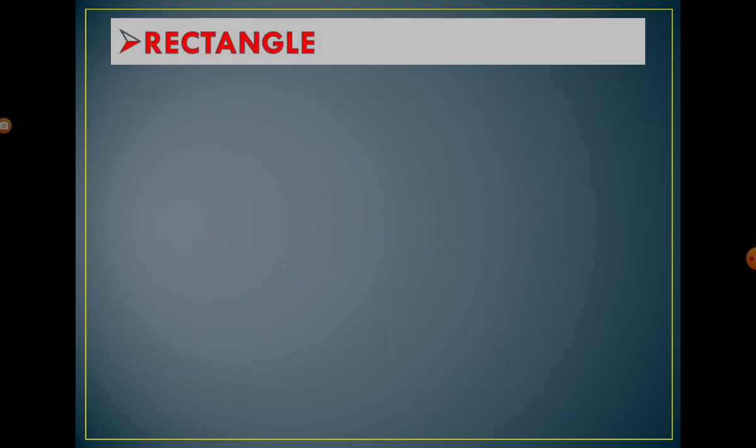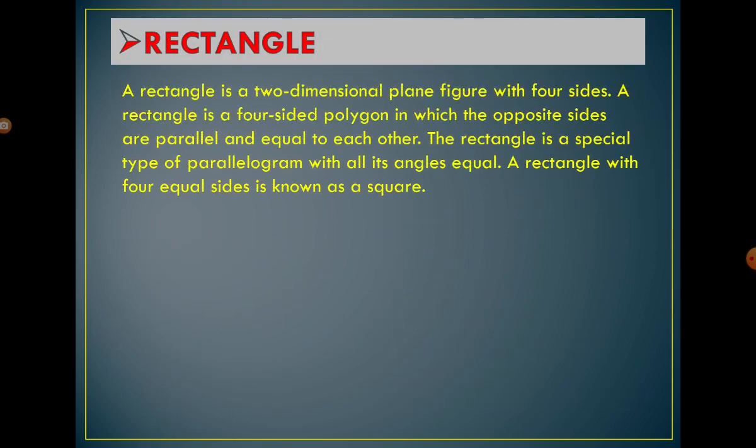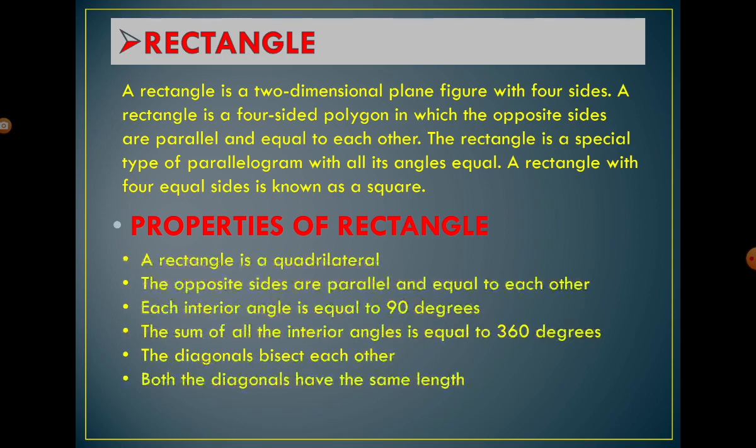That is the rectangle. What is a rectangle now? A rectangle is a two-dimensional plane figure with four sides. A rectangle is a four-sided polygon in which the opposite sides are parallel and equal to each other. The rectangle is a special type of parallelogram with all its angles equal. A rectangle with four equal sides is known as a square. Some properties of a square also hold in a rectangle.